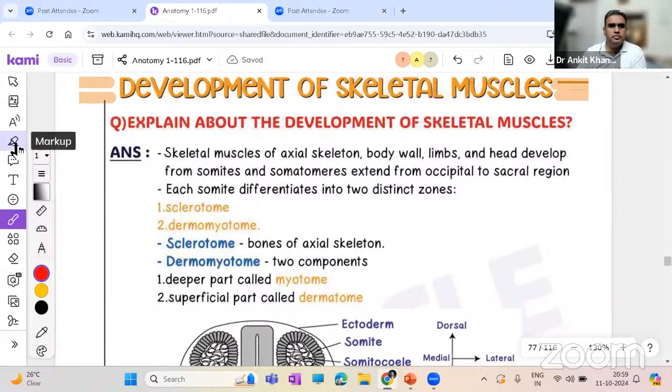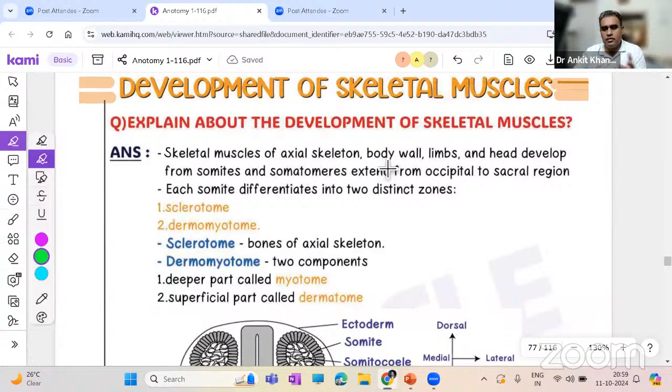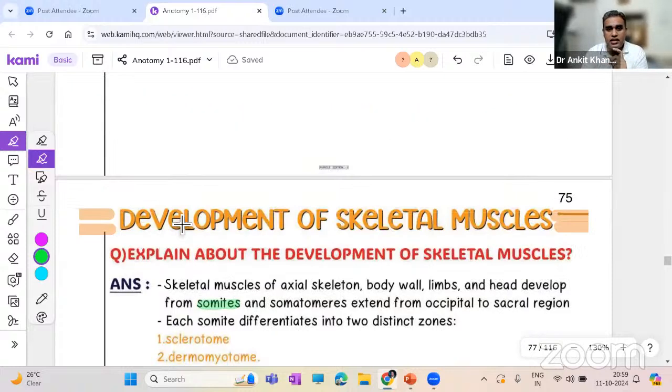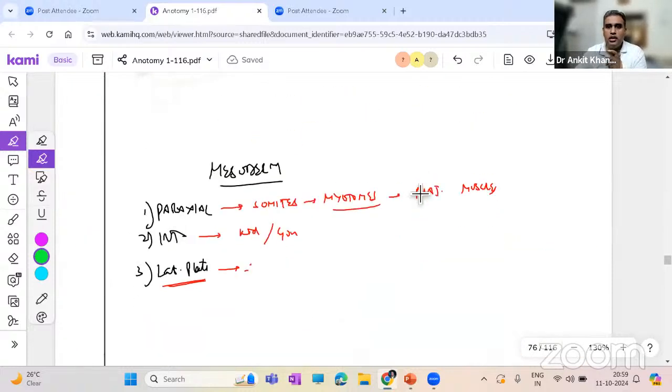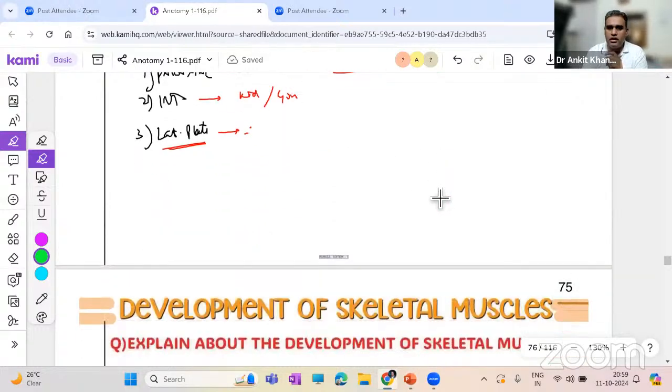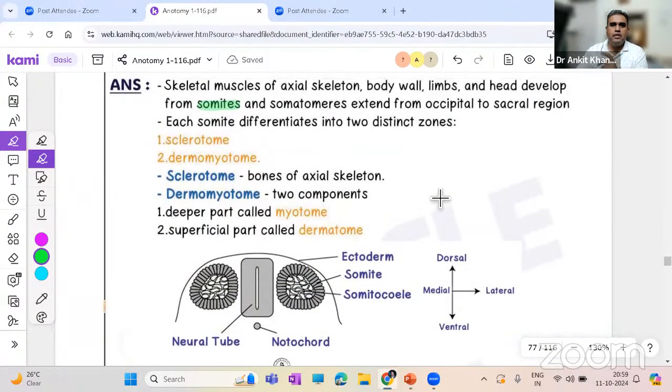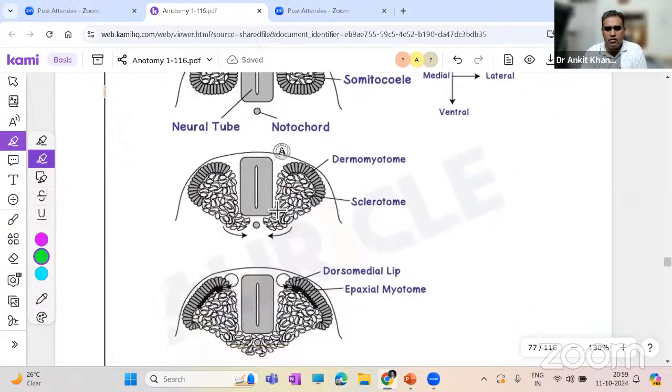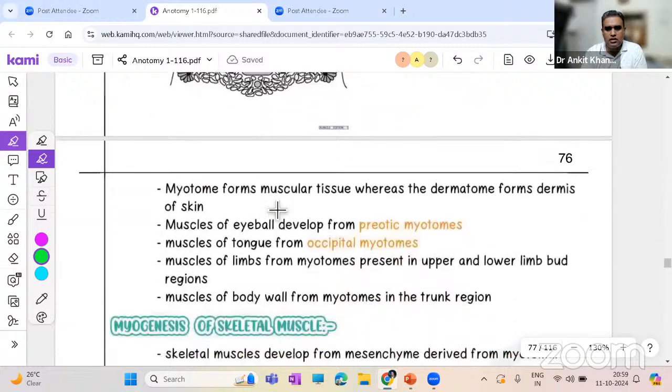Skeletal muscle of the axial skeleton, that is the central part, body or limbs and head, develops from somites. I told you now that somites, the myotome, give its distribution to almost the entire body. So you can see the axial skeleton, the limbs and all, they come from somites, paraxial mesoderm. So basically it's the paraxial mesoderm that is forming the majority of the muscles, as I already quoted. Then each somite is differentiated into sclerotome, dermatome and myotome, fine. We're not going to discuss this in detail because we have already done that.